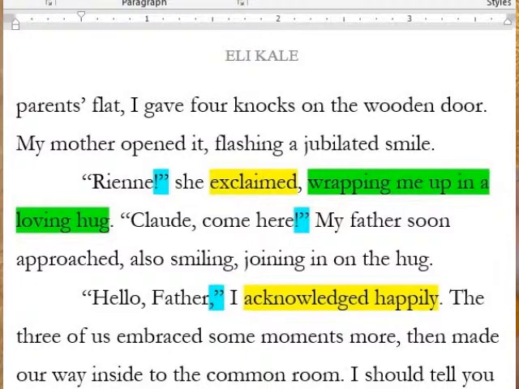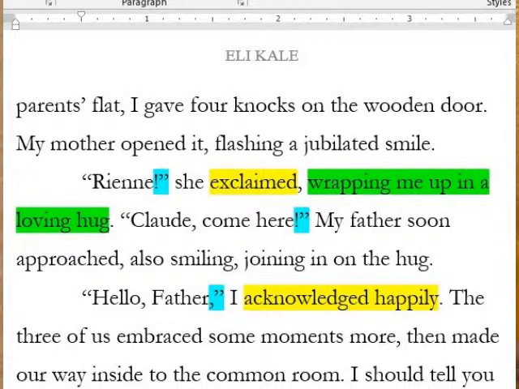You never have it be the quote and then the exclamation point or the comma or the period. You always have it before. In this example, "Rienne," she exclaimed, wrapping me up in a loving hug. The exclamation point is there because it goes along with the tag, exclaimed. You wouldn't put a comma or a period there, because that doesn't make it as exciting as I mean it to be as I'm writing it. So I use an exclamation point.